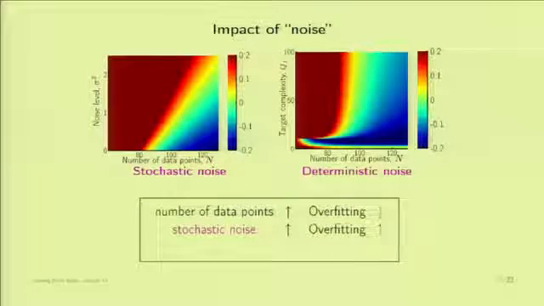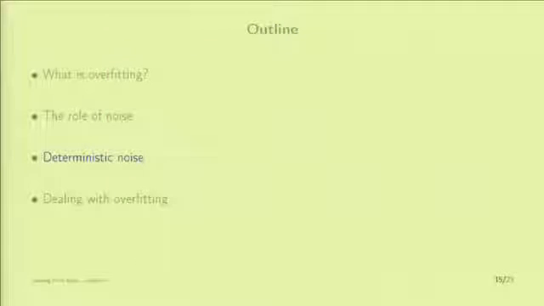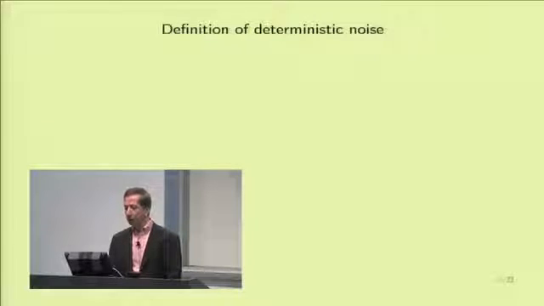And finally, with deterministic noise, which is vaguely associated in my mind with the increase of target complexity, I also increase the overfitting. If I go from here to here, I am getting redder. Albeit I have to travel further and it's a bit more subtle, but the direction is that I get more overfitting as I get more deterministic noise, whatever that might be. So now let's spend some time just analyzing what deterministic noise is and why it affects overfitting the way it does. So let's start with the definition.